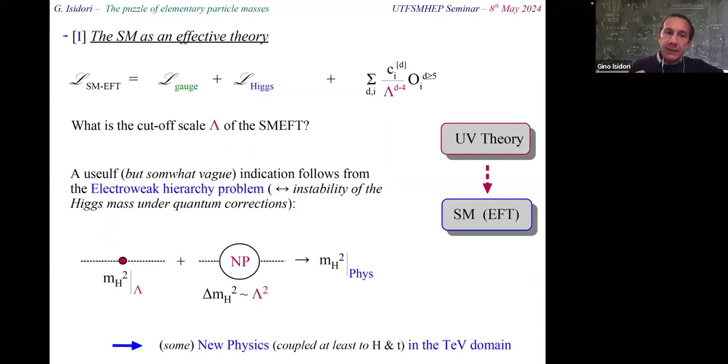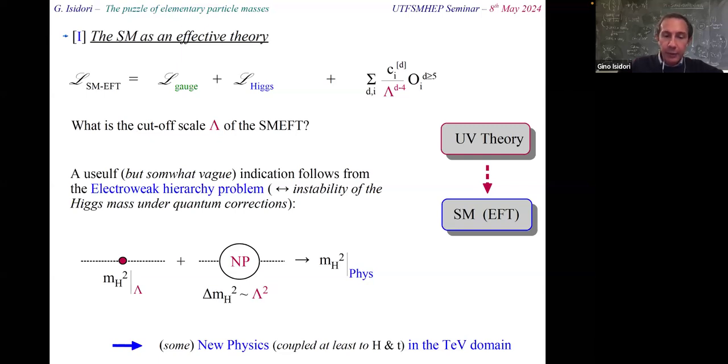Now, a somewhat vague but useful piece of information on what this cutoff scale is comes from the famous electroweak hierarchy problem, because here in the Higgs sector, there is a quantity, which is the Higgs mass, which is quadratically sensitive to the cutoff of the theory. So what we measure, which is the physical mass, is the result of a parameter in the Lagrangian, which is defined, if you want, at the cutoff scale, and then corrections, which are quadratically dependent on the cutoff. And by cutoff, I mean all the quadratically dependent on the masses of the heavy new physics.